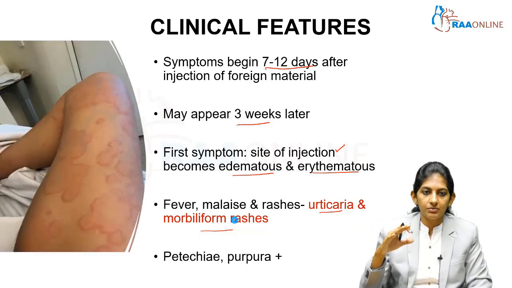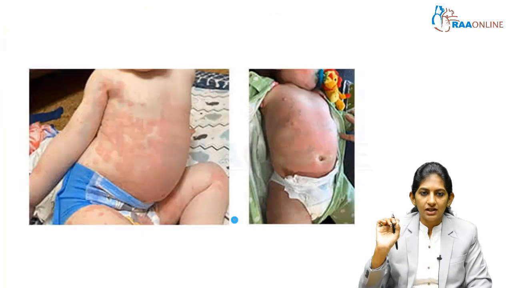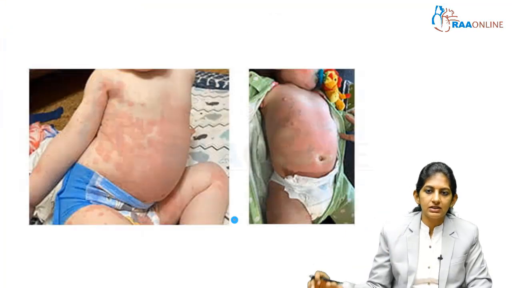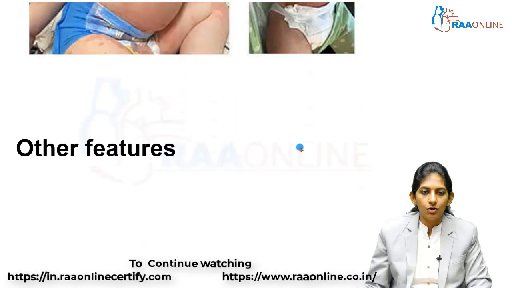So here we have a patient of serum sickness. Here we can see a lot of urticarial reactions, pruritus, and this will spread to form a generalized morbilliform rash. These are other images of serum sickness. Generalized morbilliform rashes. Urticaria starts like urticaria and then becomes generalized morbilliform rashes throughout the body.